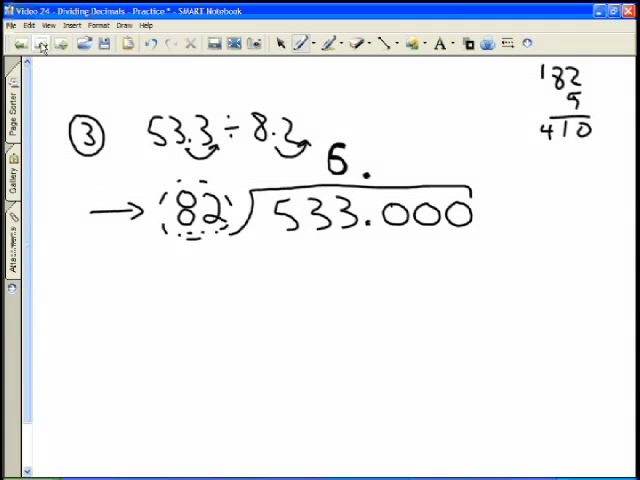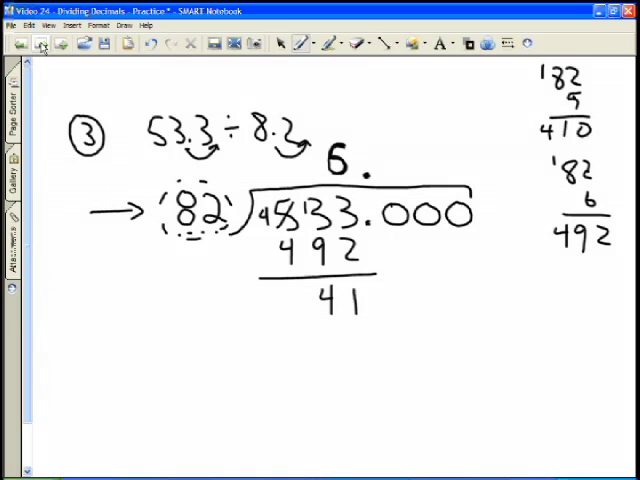Now, 6 times 82, 2 times 6 is 12, carry the 1, 8 times 6 is 48, plus 1 is 49. So I'm going to get 6 times 82 and write my result underneath. Notice that it looks a lot cleaner now that I'm not drawing lines everywhere. And now I subtract. 3 minus 2 is 1. 3 minus 9, I have to borrow from this column. So I change the 5 to a 4, and the 3 becomes a 13. And now 13 minus 9 is 4. And now I get a 0 there.